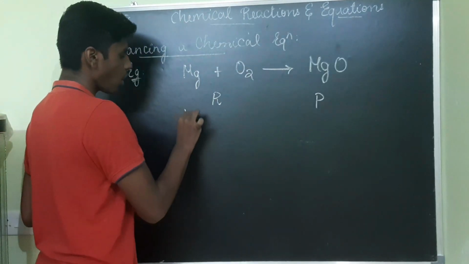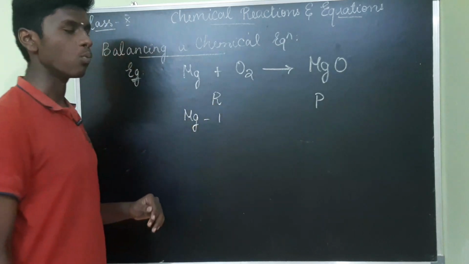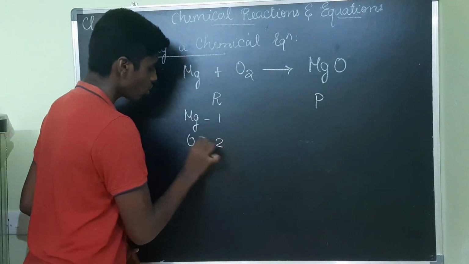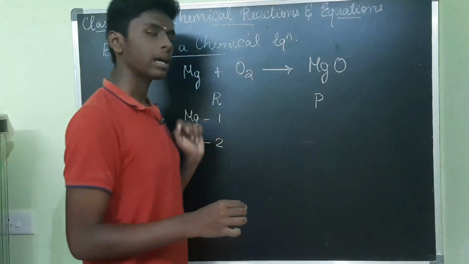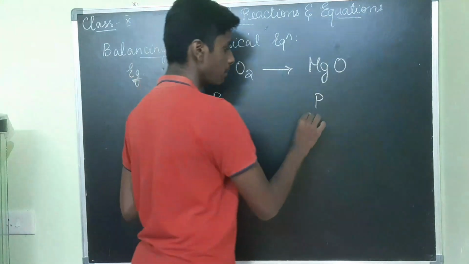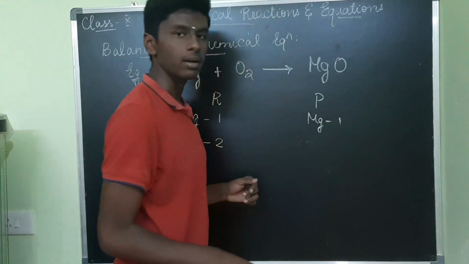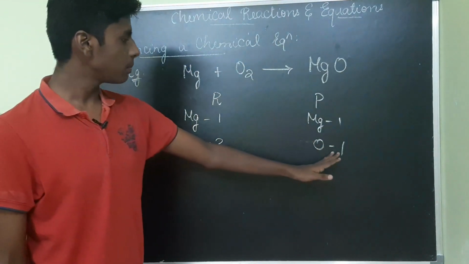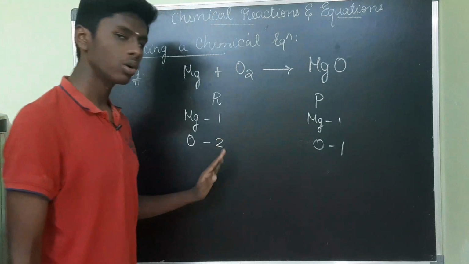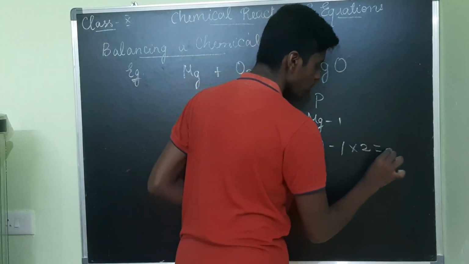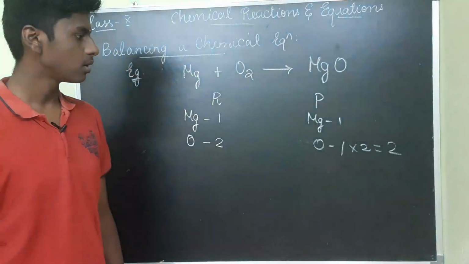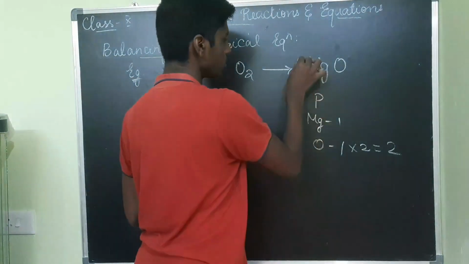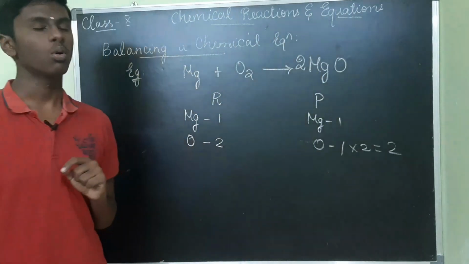How many magnesium atoms are there? Only 1 magnesium atom. How many oxygen atoms are there? 2 oxygen atoms on the reactant side. Coming to the product side, there's only 1 magnesium, and oxygen also 1. So what will I multiply it by so that I get 2? I'll multiply by 2, so I have to place this 2 in front of this compound only. So I will place 2 over here.